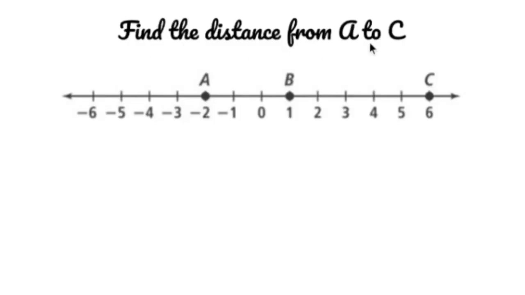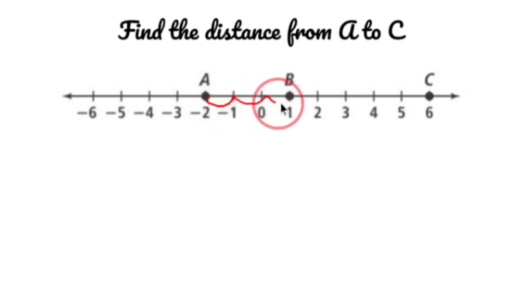Find the distance from A to C. We have ourselves a number line and three dots that are on that number line, also known as being collinear. And I have to find out how many units I go from A to C. So let's count it out.